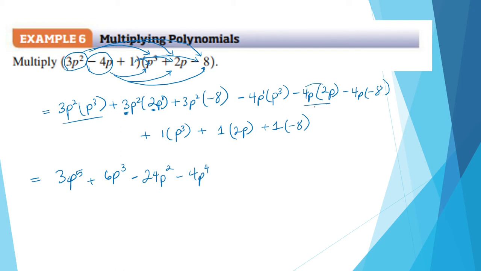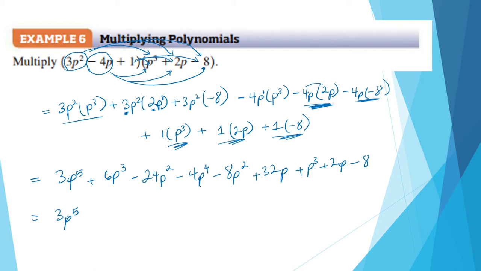This gives us negative 8p squared. This gives us positive 32p. And this is p cubed. This is 2p. This is negative 8. So let's collect like terms. I don't have any other p to the fifth, so we're going to copy that down. 3p to the fifth. I have this as 4p to the fourth. There's no other one, so we'll copy that down.